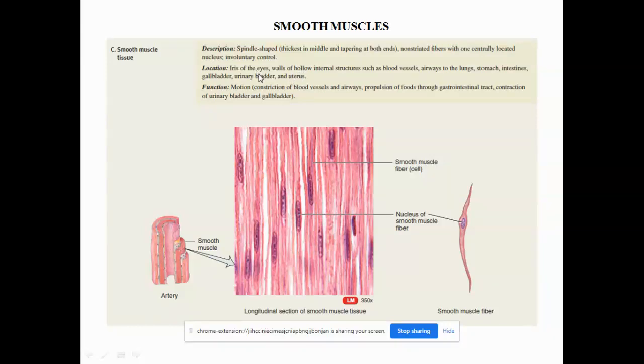So they are present in almost all the inner parts of the body, like the iris of the eyes, the internal structures of the blood vessels, the lungs, airways, stomach, intestine, gallbladder, urinary bladder, and uterus. Their function is to propel the food or the blood or air through the different inner parts of the body. That is the propulsion of food through the gastrointestinal tract, contraction of urinary bladder and gallbladder, etc.